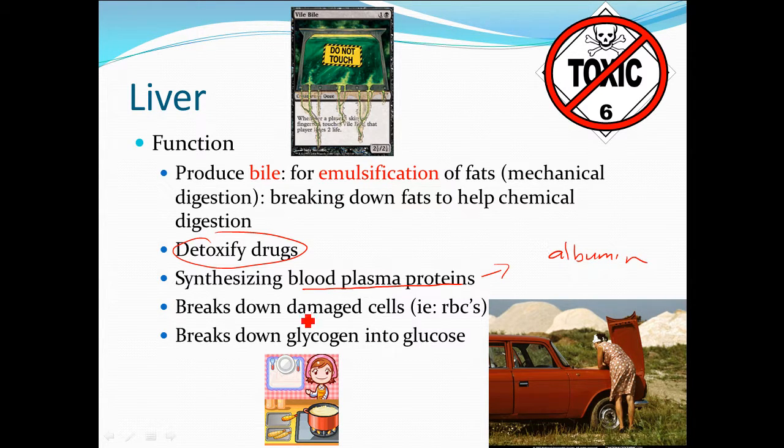And we talked about how the liver is also a storage of glycogen, right? And so when our blood glucose gets too low, we have glycogen being broken down in the liver so that it releases glucose in the blood. So you could say it breaks down glycogen, or you could say it stores glycogen. Same thing, but it stores it up so that it can break it down.